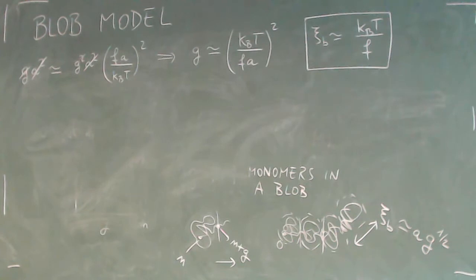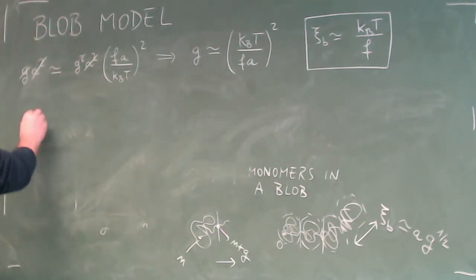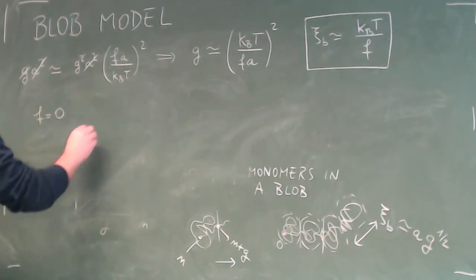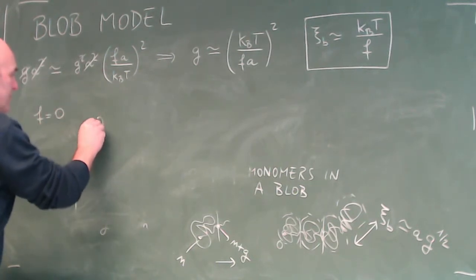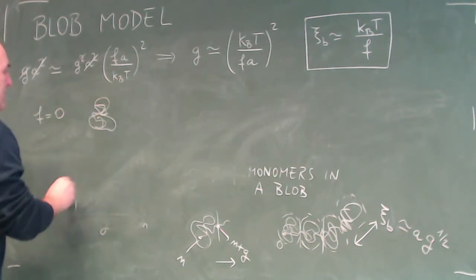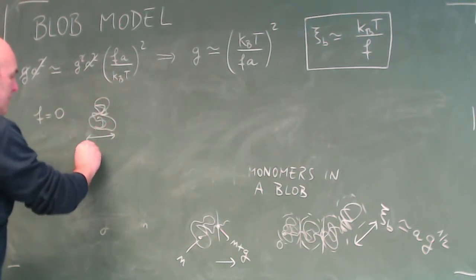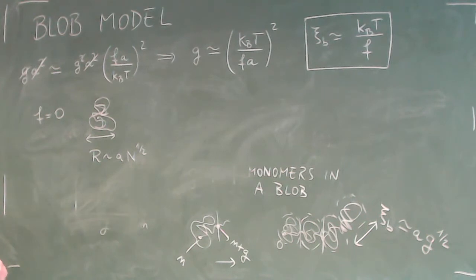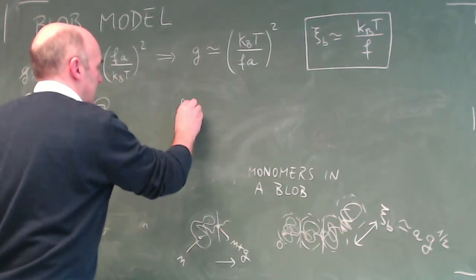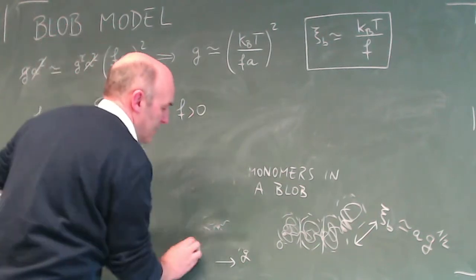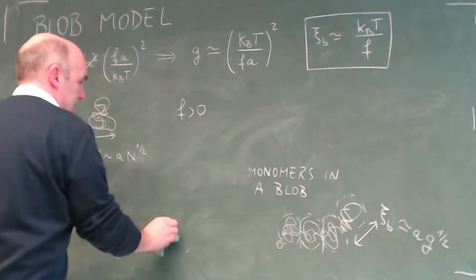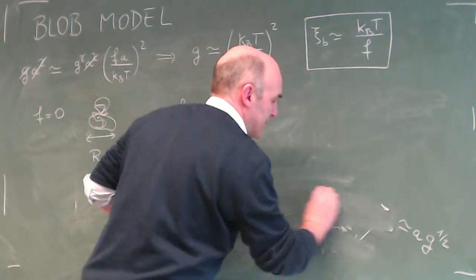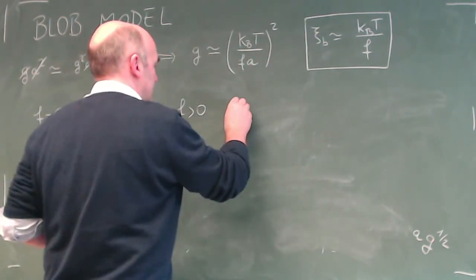All right, so that was the part on the ideal polymer. So what happens now? If I start with f equal to 0, all my polymer is ideal. This is the first monomer, and this is the end. This has a characteristic radius that scales as the square root of n. If I start stretching the polymer and put an f larger than 0, then my polymer separates into blobs of a certain size.